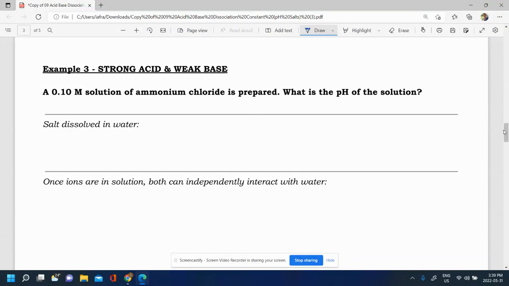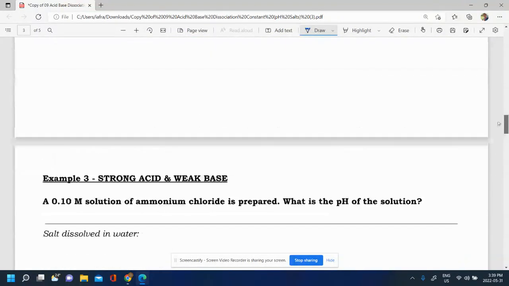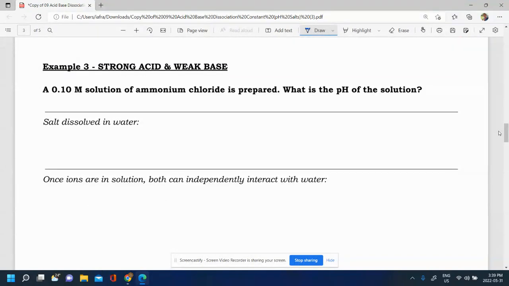So let's go ahead and try an example where we have the salt of a strong acid and a weak base. So first of all, our salt is ammonium chloride, okay? And we have a 0.10 molar solution of ammonium chloride. What's the pH of the solution? So ammonium chloride is an ionic compound. It's a salt, and I'm going to show you what it looks like dissolved in water. That's our first step, is let's make this dissolved in water.